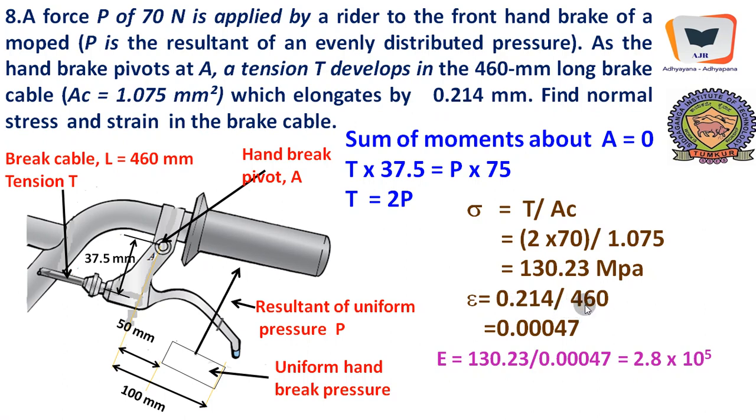Sorry, I told a different thing. 460 is the original length of the cable. So we got this strain, and we can directly apply this known stress and strain in order to compute the elastic modulus. So elastic modulus is 2.8 into 10 to the power of 5 MPa.